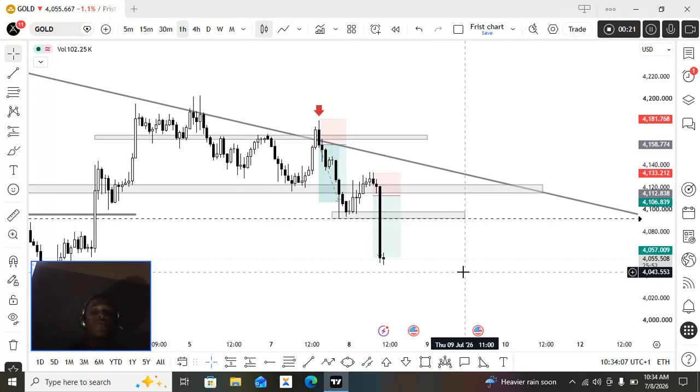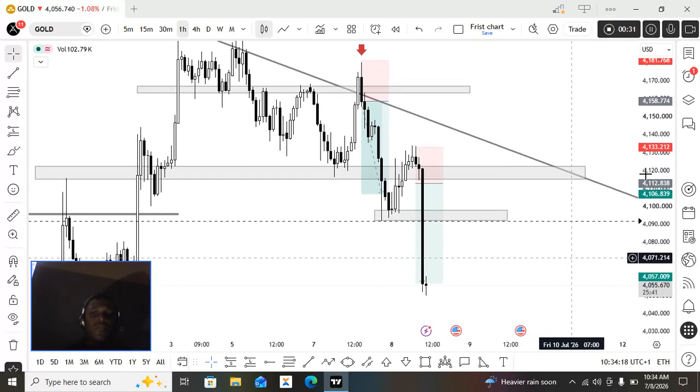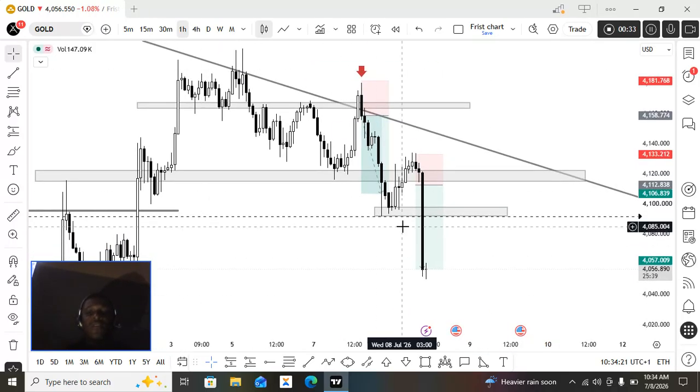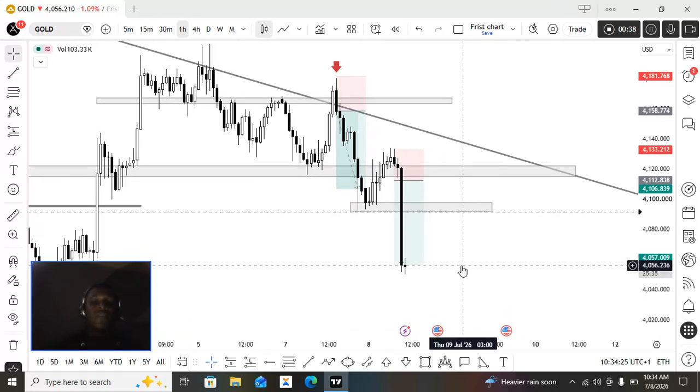I'm going to show you how I was able to get this trade setup and how you can also do it yourself. It's not something complicated. It's very easy. So this is XAUUSD, currently on the 1 hour time frame, as you can see. So how was I able to get this trade? Let me use a clean chart so that you guys can also do it.